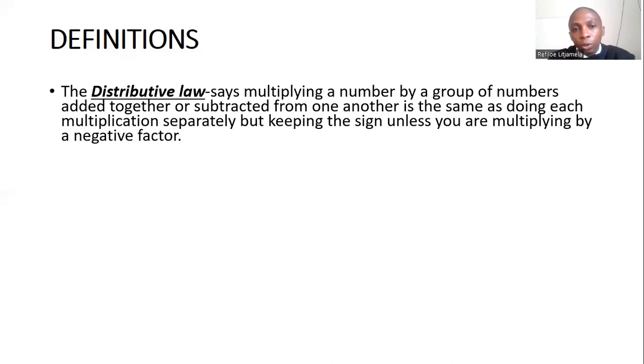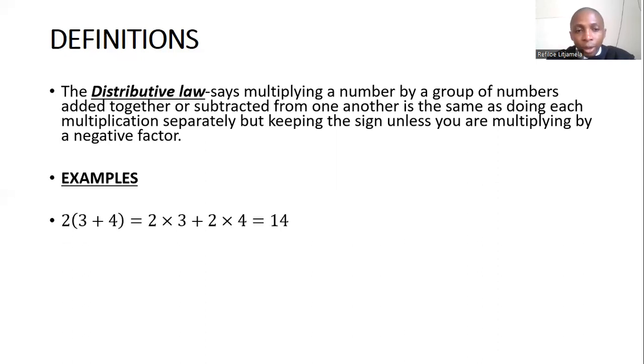Okay, the distributive law says that multiplying a number by a group of numbers added together or subtracted from one another is the same as doing each multiplication separately, but keeping the sign unless you multiply by a negative factor. So remember, when you multiply by a negative factor, it'll change the result. When you multiply same signs, your answer will always be positive. So your product will always be positive. And when you multiply a negative with a different sign, which is positive, the answer will always be negative.